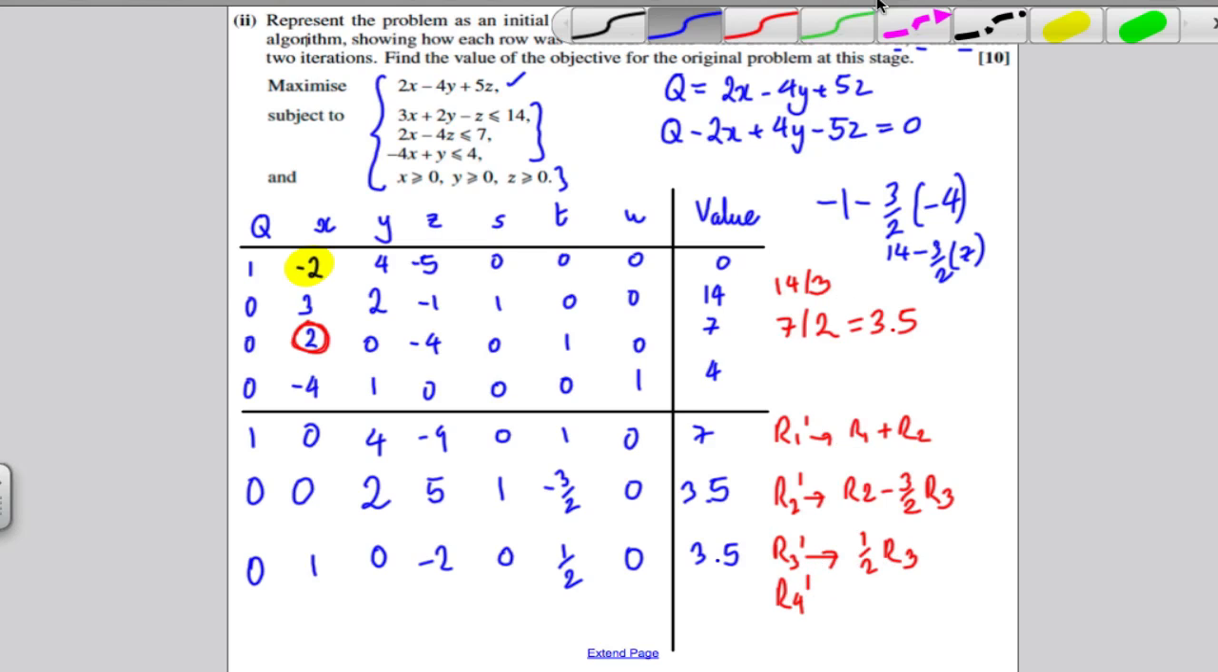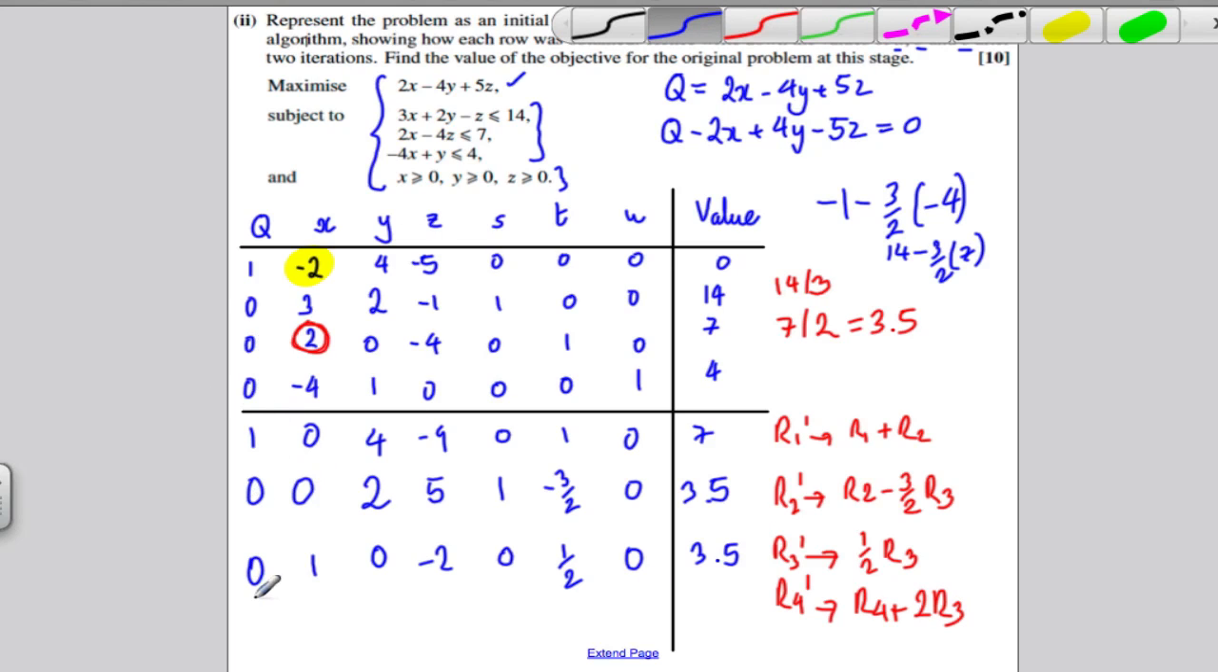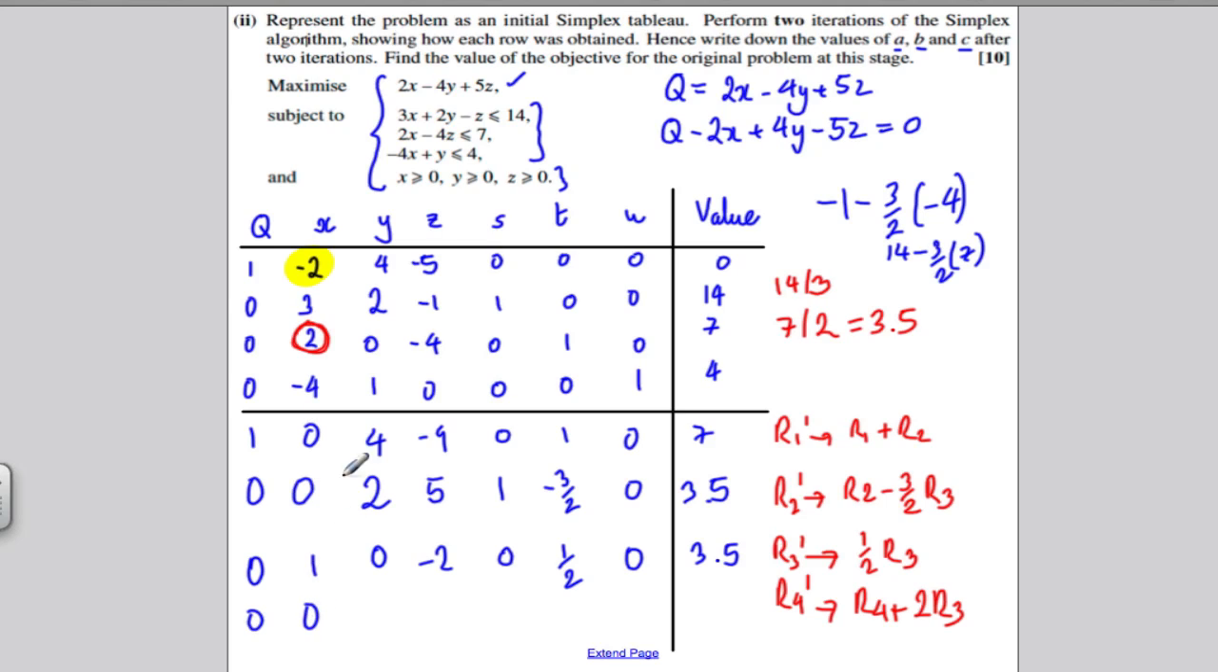And for the last row, row 4, what would you do? Well, to get your new row 4, you take your old row 4 and you add 2 lots of row 3. So let's write that out. This plus 2 lots of this is 0. This plus 2 lots of this is 0. This plus 2 lots of this is 1. This plus 2 lots of this is minus 8. This plus 2 lots of this is 0. This plus 2 lots of this is 2. This plus 2 lots of this is still 1. And 4 plus 2 lots of 7 is 14. So 4 plus 14 is 18. And that is the result of your second part of the tableau.